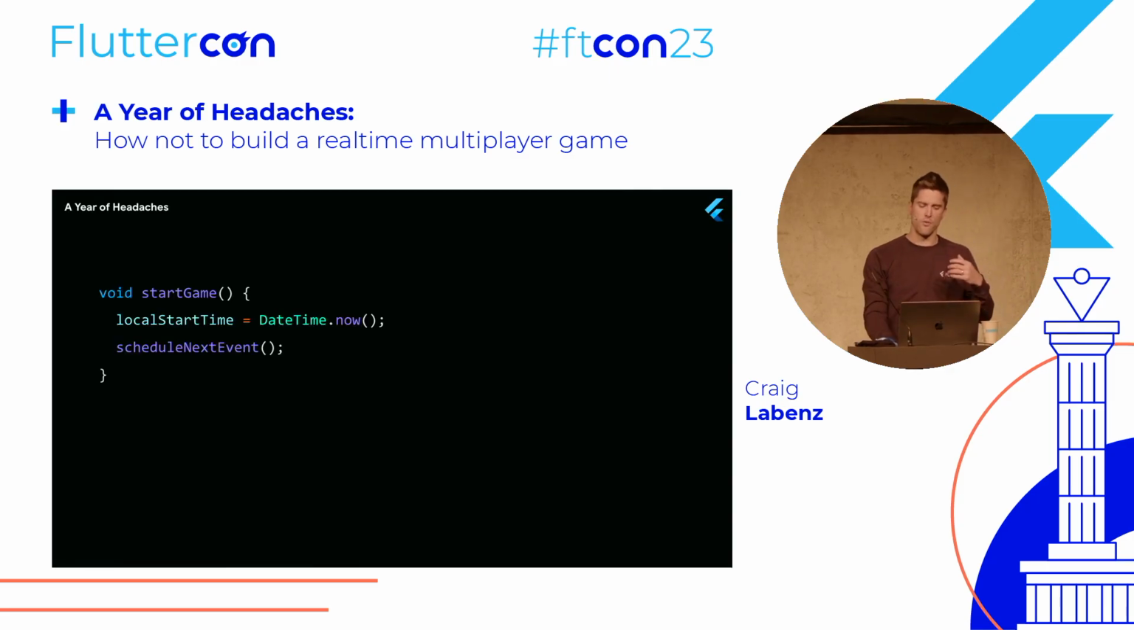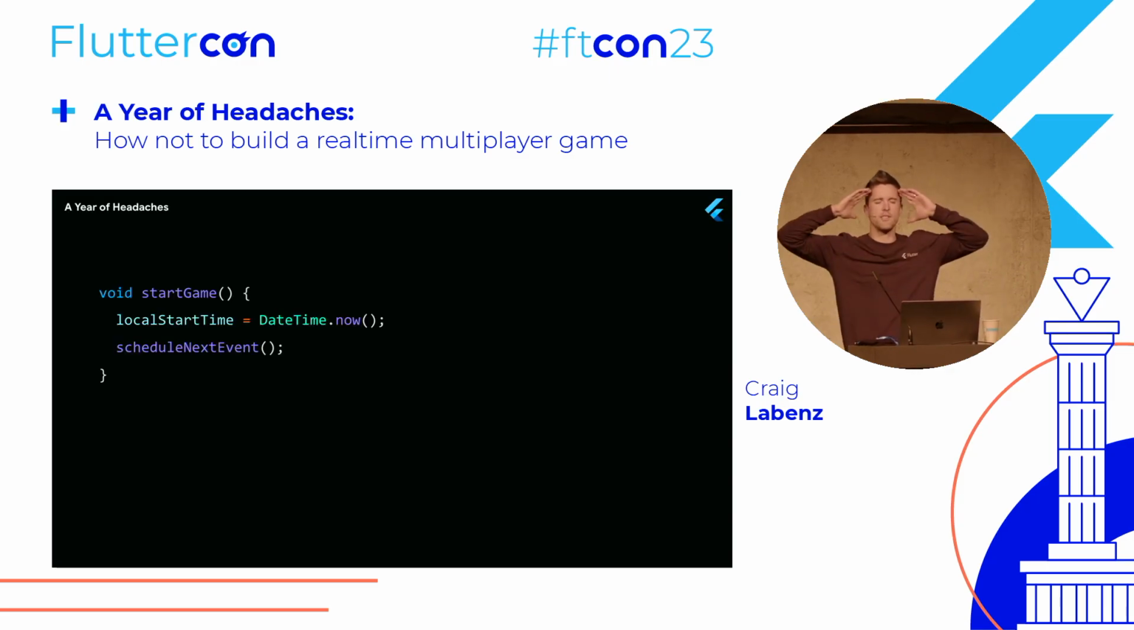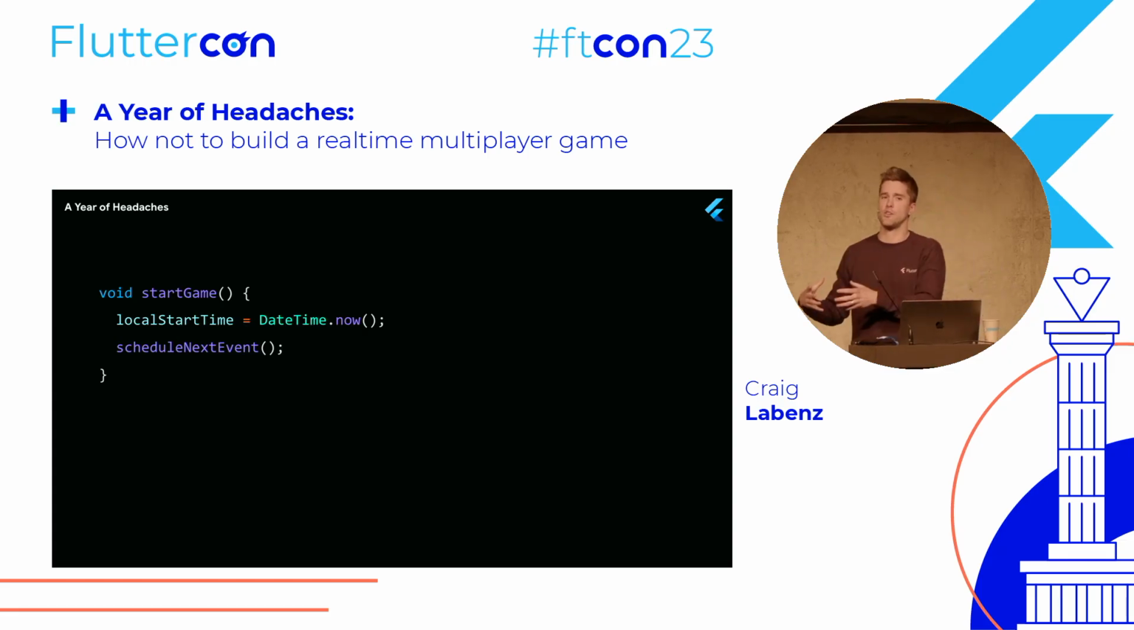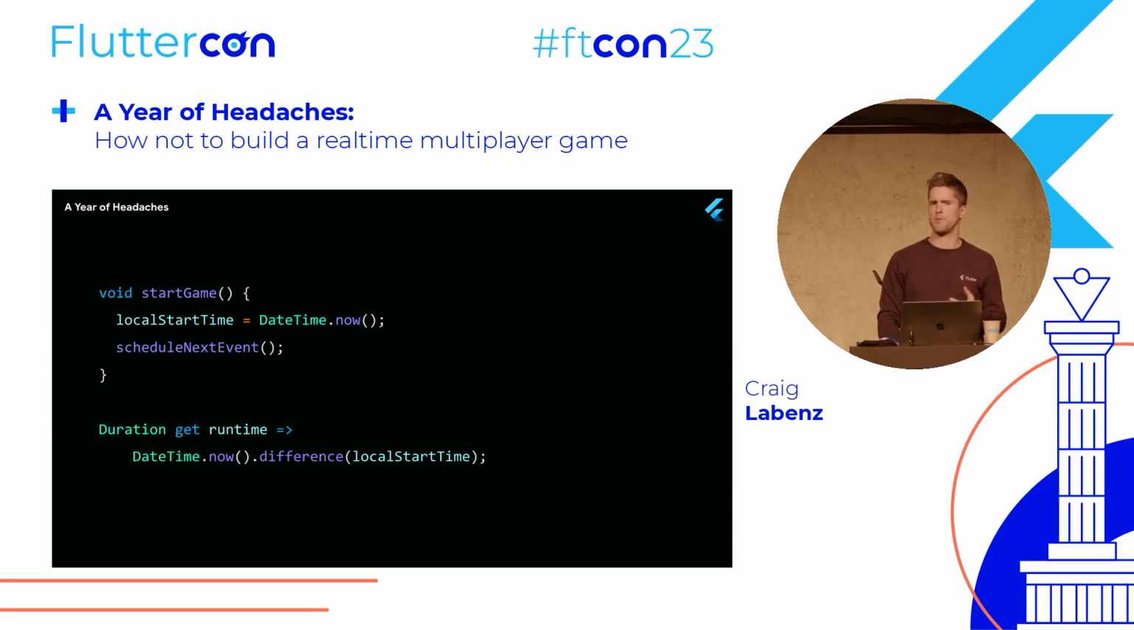So to solve this, I realized it actually doesn't matter what time any of the computers think that it was that the game started. They should all just privately note what time they had on their watch, and then think about everything that happens in the game in terms of a duration value since that start time. And then everything in multi-pong started to run on this very, very simple getter called runtime, which again just returns that duration since the start.